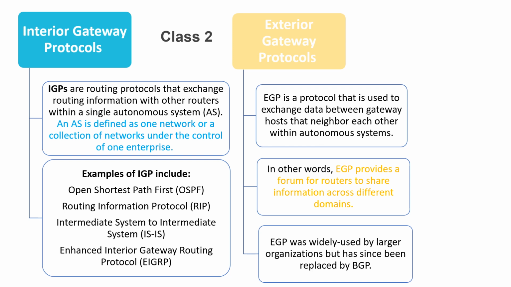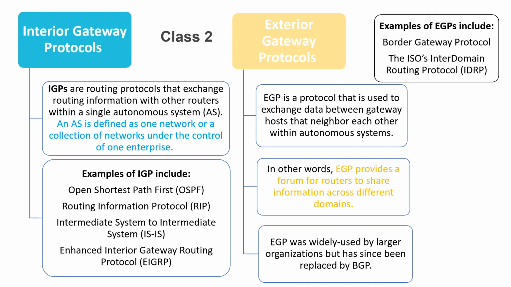We are going to see it in the coming part. And the examples of exterior gateway protocols include the Border Gateway Protocol and ISO's InterDomain Routing Protocol. These are the examples of exterior gateway protocols. So these protocols, we can see them in detail now.